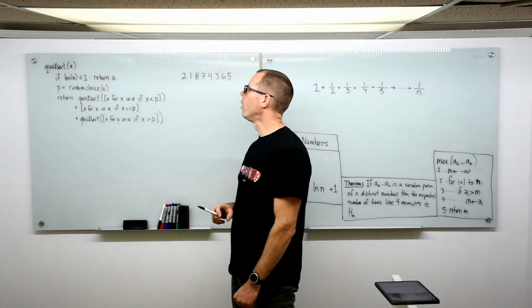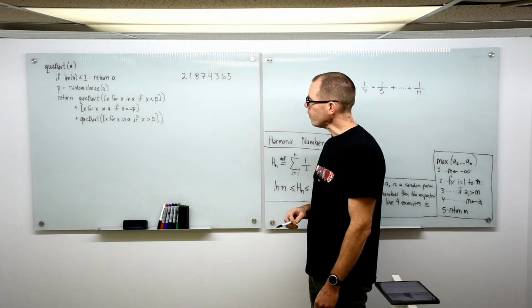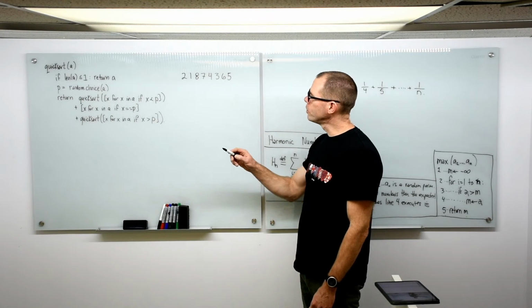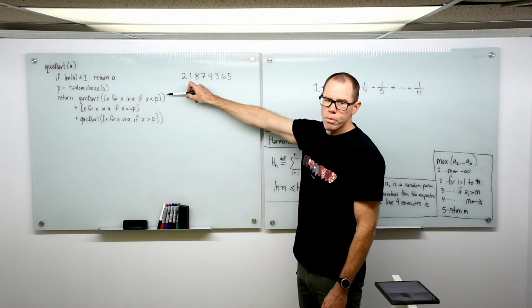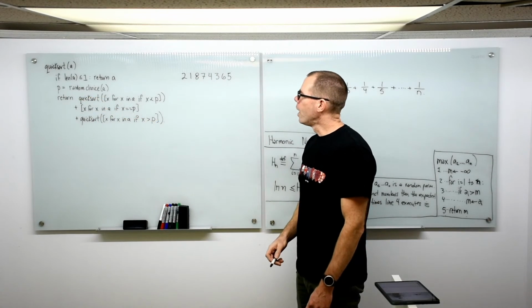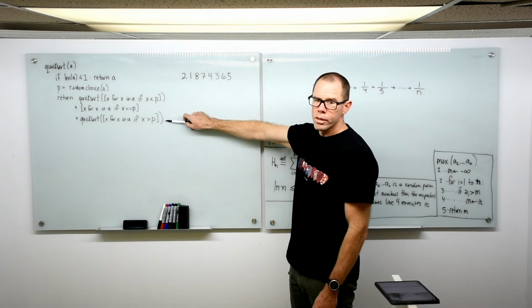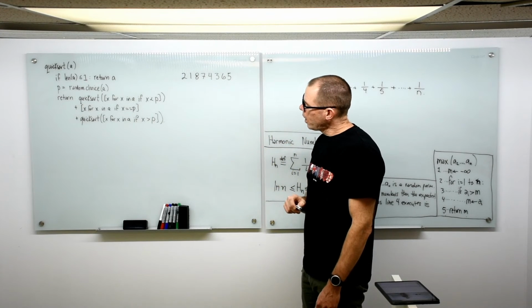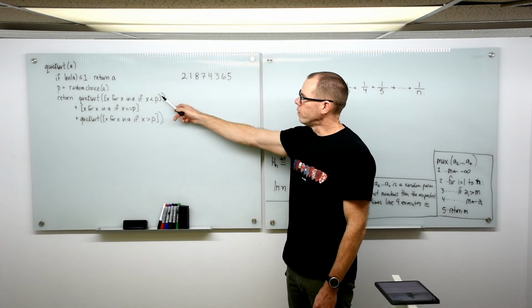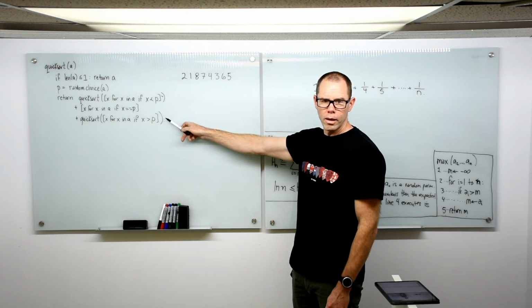Otherwise, you pick a random value stored in the array, and you partition into all of the things that are smaller than that value, P for pivot, all of the things that are equal to that value, and all of the things that are greater than that value. And then you recursively sort all of the things that are smaller, and recursively sort all of the things that are greater.